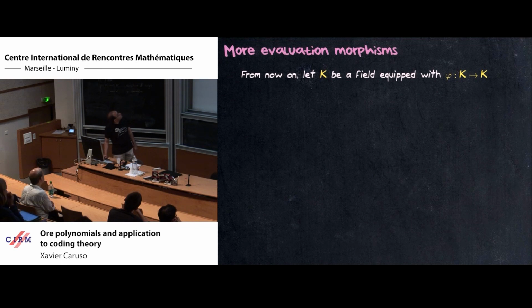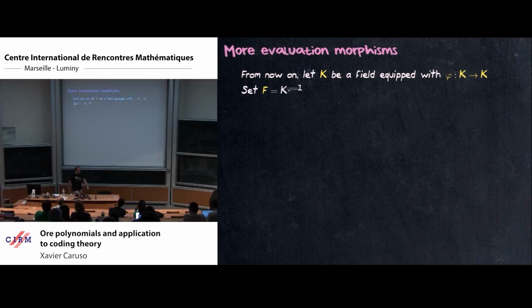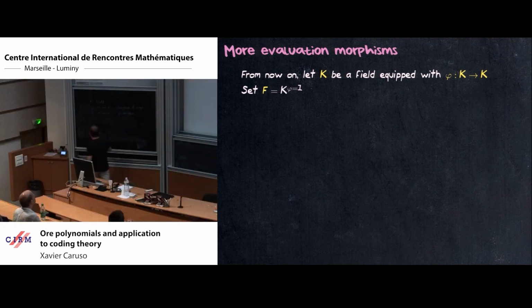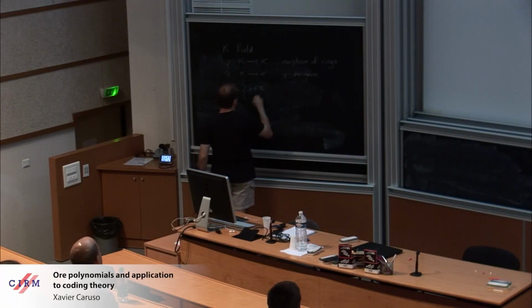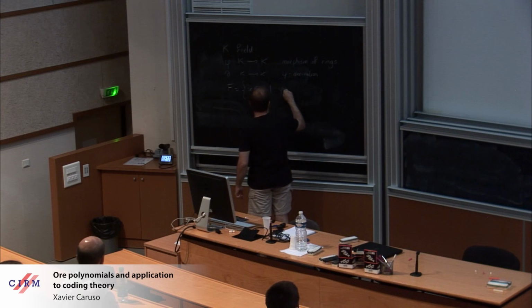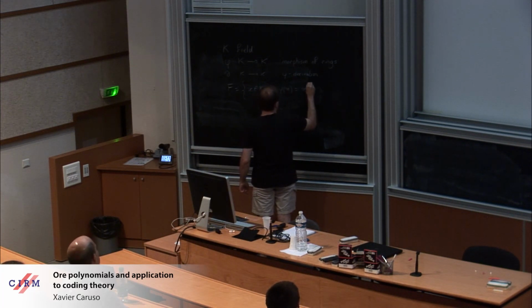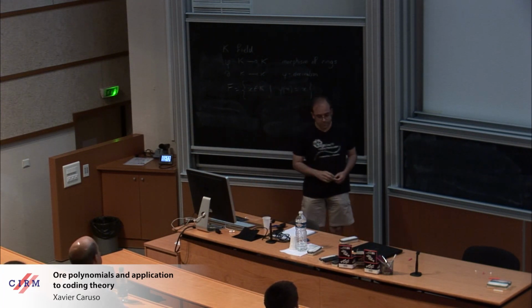And I introduce this subfield F, which is the field of elements fixed by phi. So F is a subfield of K consisting of elements such that phi of x equals x. Right?